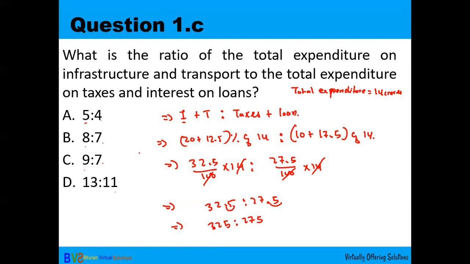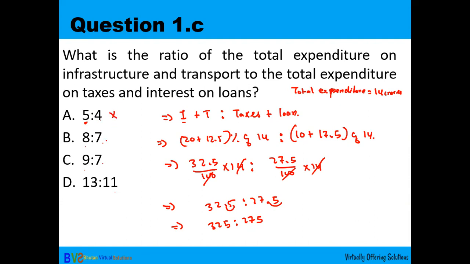Now what you can do is try the first option. You divide 325 by 5. How much will you get? 325 divided by 5, you will get 65. Now you divide 275 by that 65. 275 divided by 65, you are getting 4.23. So this answer will not be true.